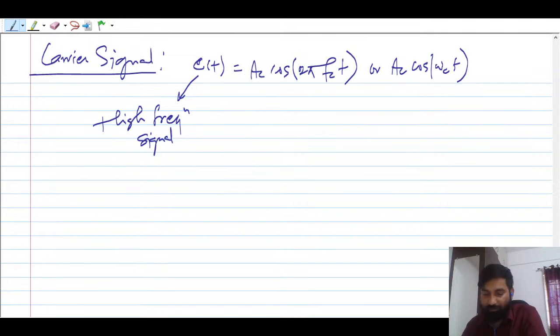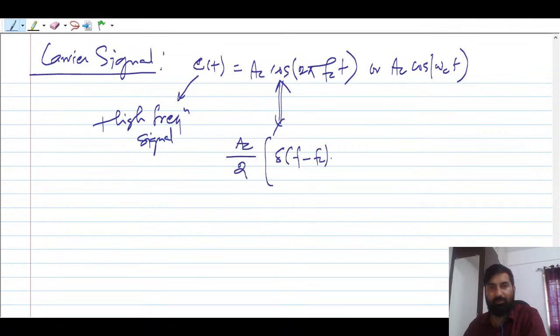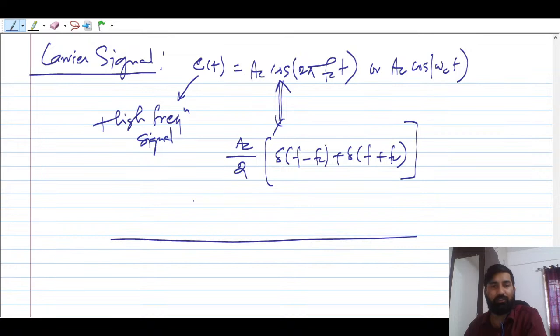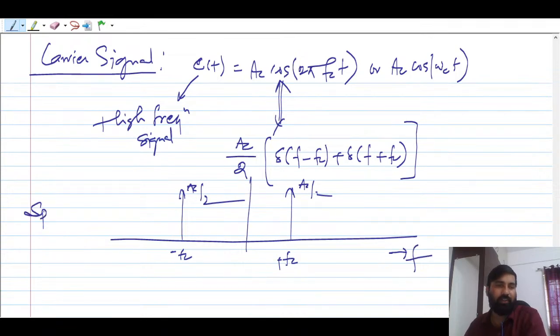Please remember, if I take the Fourier transform of this, what is the Fourier transform of this? It is Ac by 2 times delta(f minus fc) plus delta(f plus fc). Or you can draw the spectrum also. At minus fc and at plus fc, this is Ac by 2, this is Ac by 2. This is in f. This is the spectrum of the carrier signal. How do we get the spectrum? I think everybody is familiar. You need to take the Fourier transform of that.